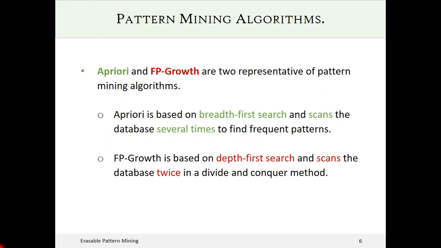We became familiar with Apriori and FP-Growth, our two representative pattern mining algorithms. We saw that Apriori is based on breadth-first search and scans the database several times to find frequent patterns. On the other hand, FP-Growth is based on depth-first search and scans the database twice while using a divide and conquer method.